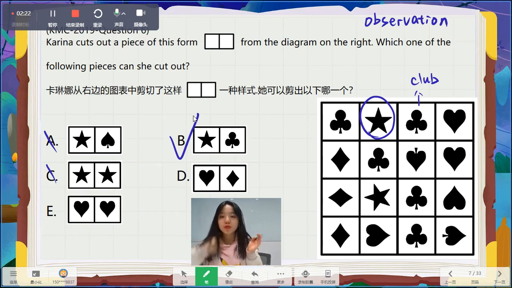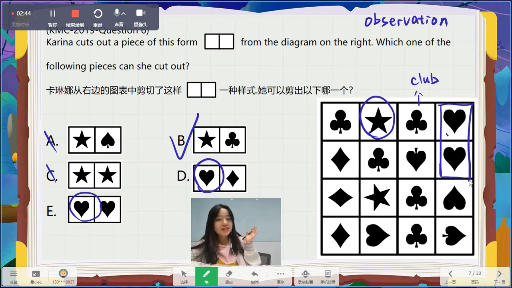Now, we can still continue to check if only B is the correct answer. Let's see A, D, and E. Both of the 2 options have a heart on the right. When we have such a heart, where do we have a heart in the diagram on the right? Only here, right? But is there any other shape on the right of these 2 hearts? They are on the very right, so no shape on their right. So it can't be D or E.